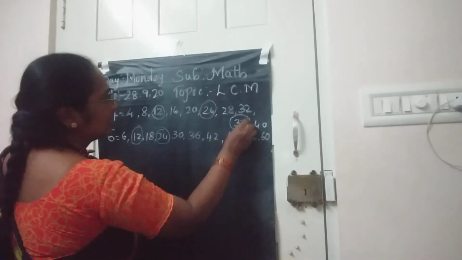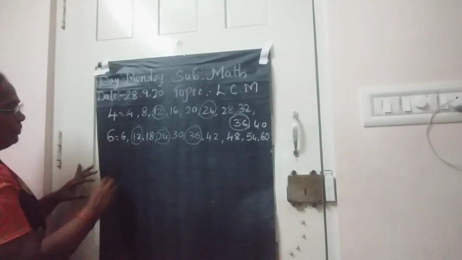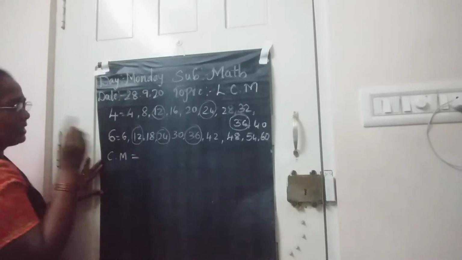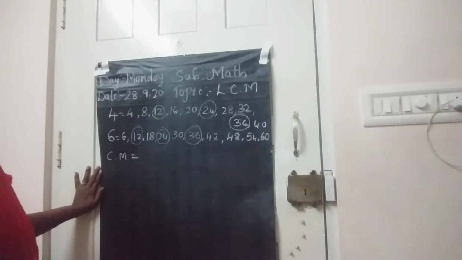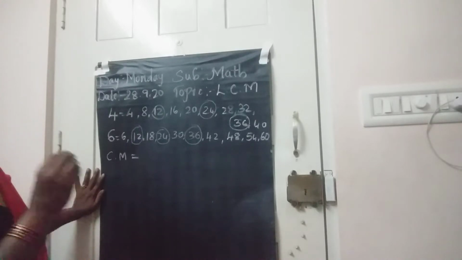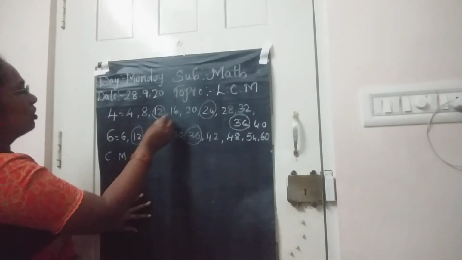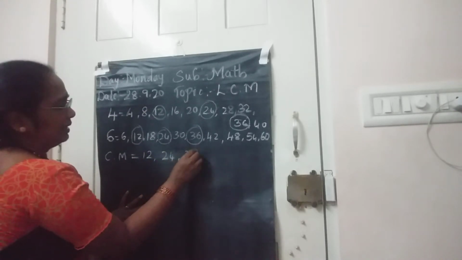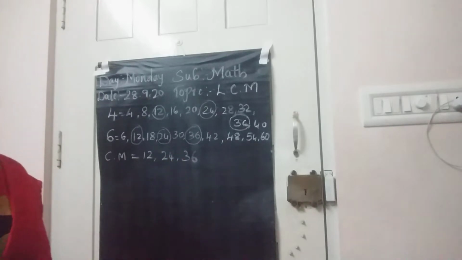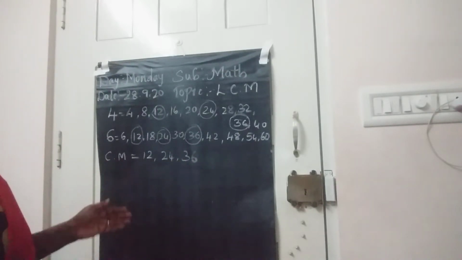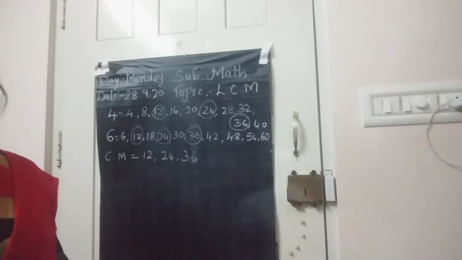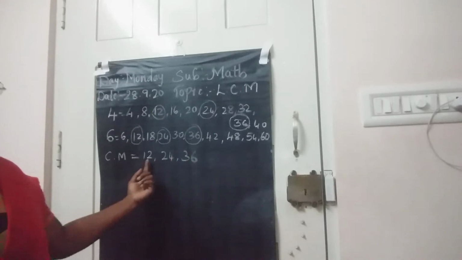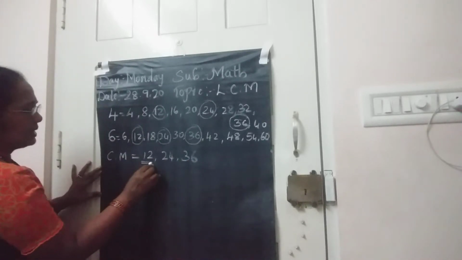Then 36. Yes, children. Now we are going to see the common multiples. As you know, in the last topic I also told you about common multiples. So the common numbers are 12, 24 and 36. And we are going to see which is the least number in these three. The least number is 12.